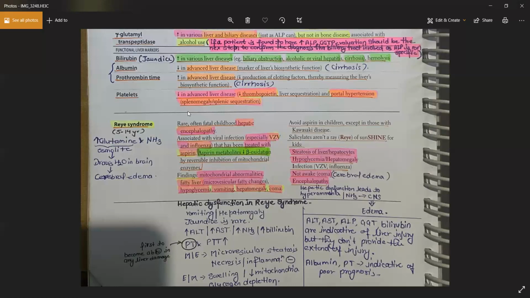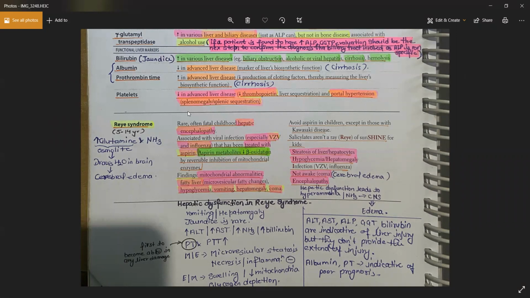So what happens is that this aspirin actually has metabolites that inhibit the beta oxidation in the liver, and once the beta oxidation is inhibited, what's gonna happen? All of the fat which is coming in the liver from the peripheral tissues started accumulating inside the liver. Is that okay?